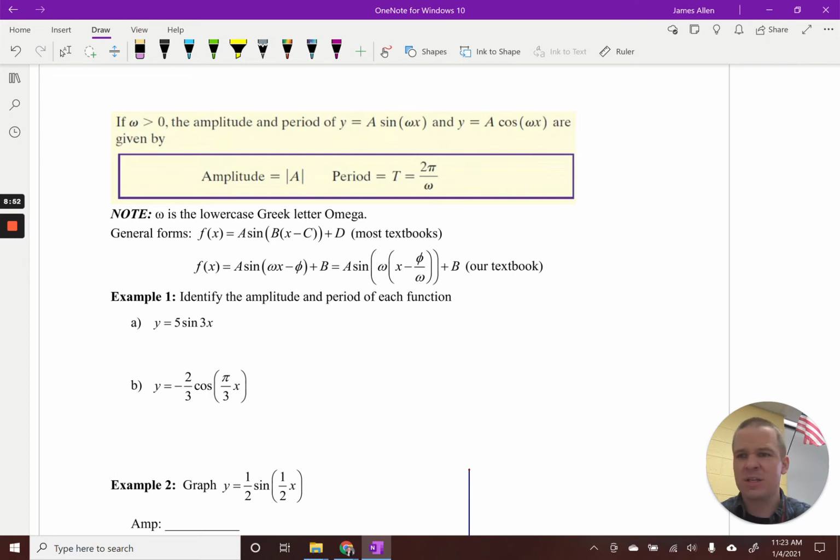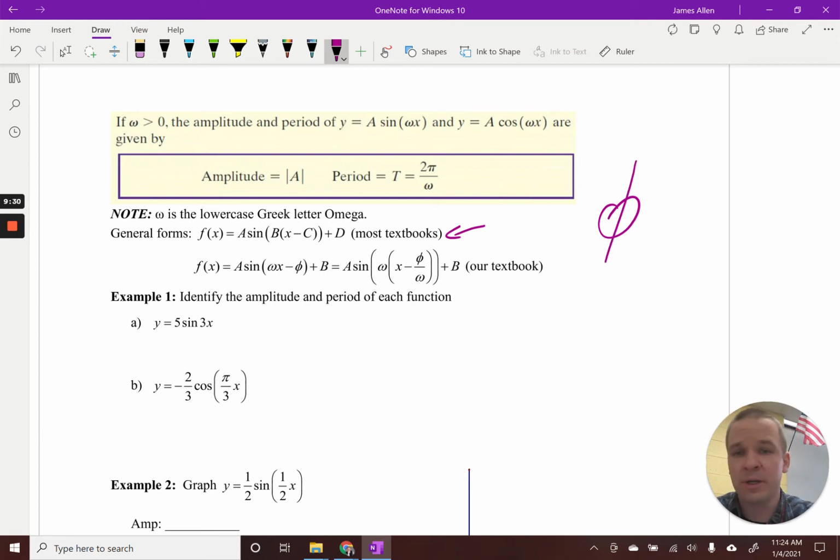So here's the thing: variables are rather arbitrary, and you could see them in different textbooks. Most textbooks, and what you've been exposed to thus far, use A, B, C, and D. Now our textbook and our online resources frequently use the lowercase omega, and also phi. You can pronounce it as phi or phi. Not fo or fum. Just phi or phi are both correct pronunciations.